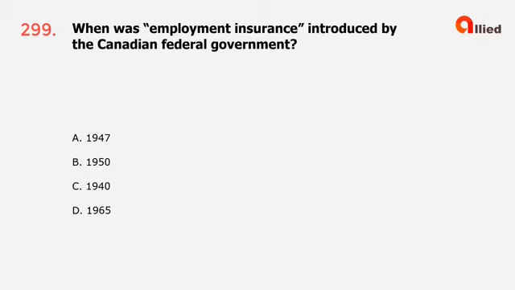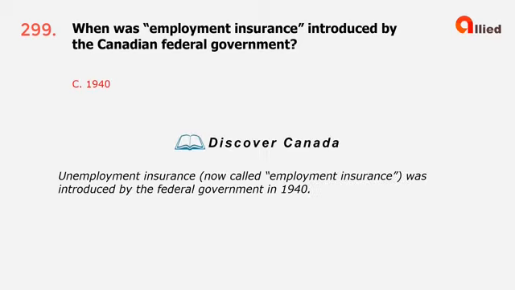Question 299. When was employment insurance introduced by the Canadian federal government? A. 1947. B. 1950. C. 1940. D. 1965. The answer is C. 1940.